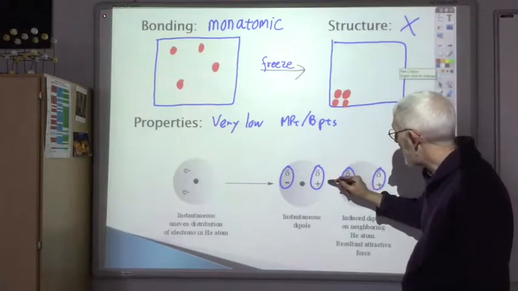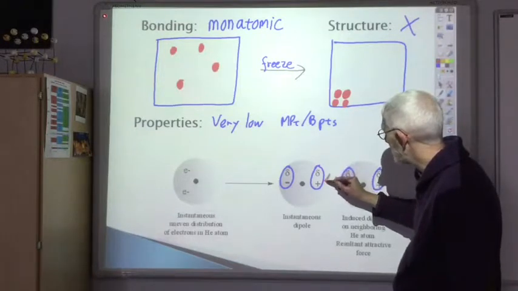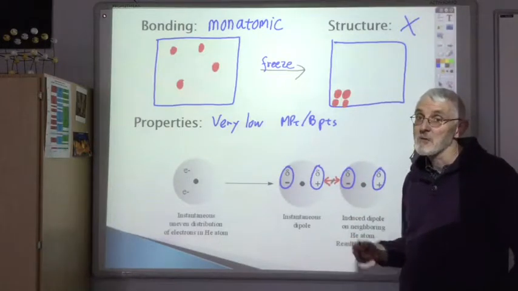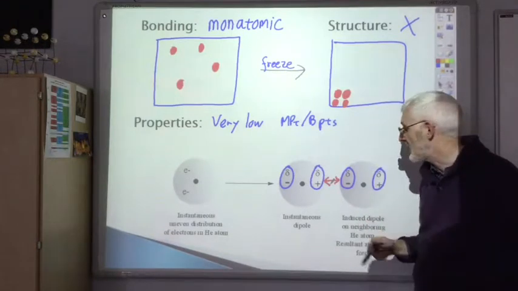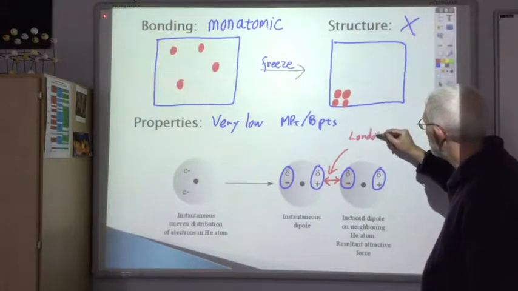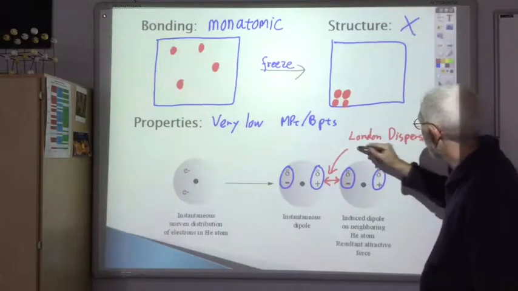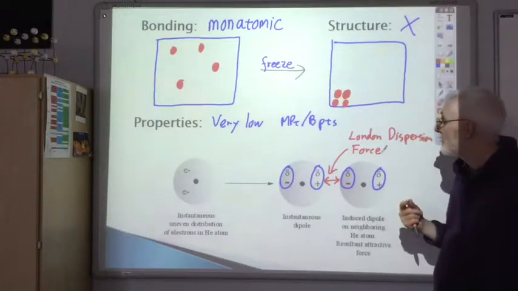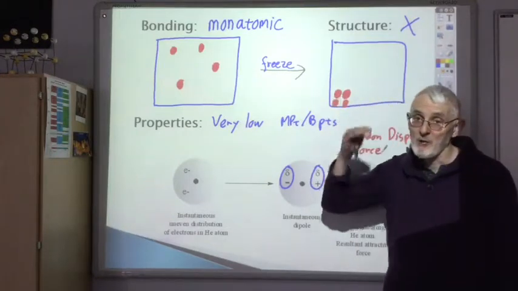So you then get an electrostatic attraction between the slightly positive end of that atom and the slightly negative end of that atom, because opposites attract, so positive and negative will always attract each other. And that attraction there is the London Dispersion Force, or LDF for short. It's not very strong, but it is strong enough to pull these atoms together if you go to a low enough temperature.